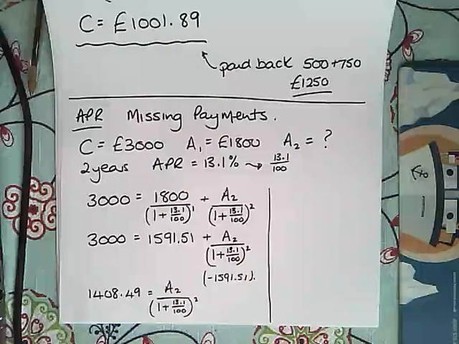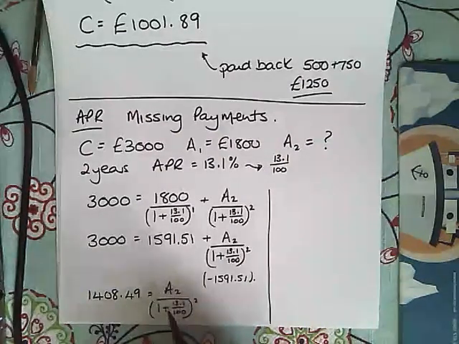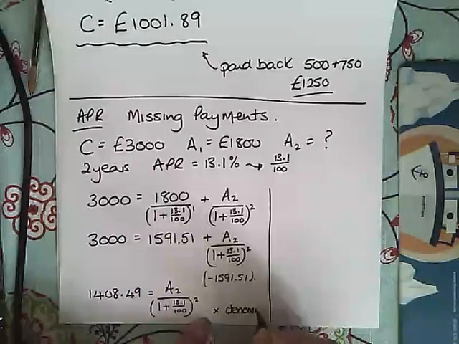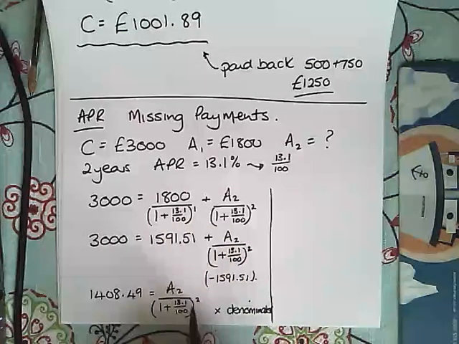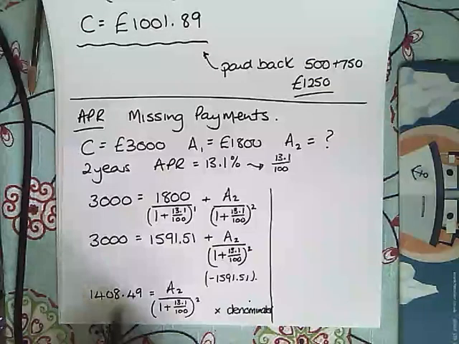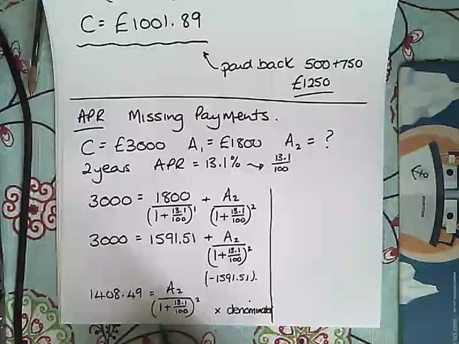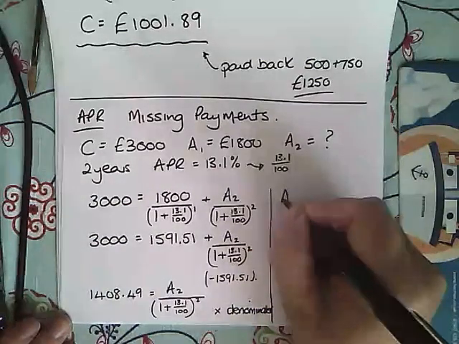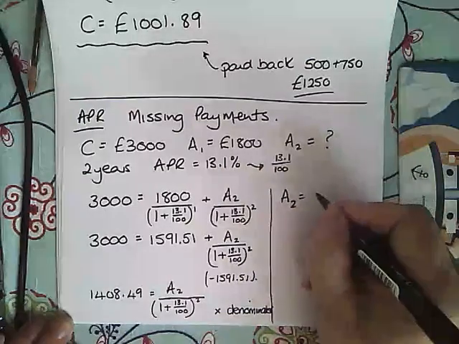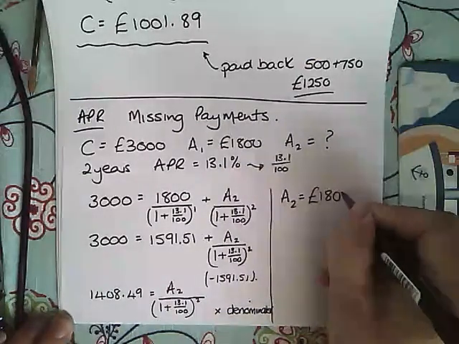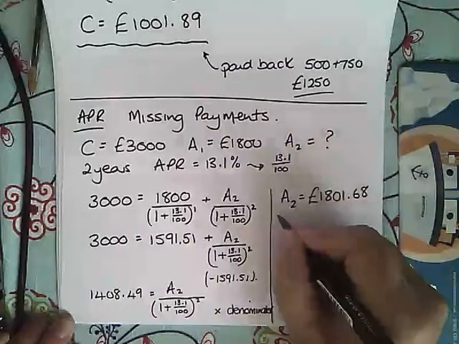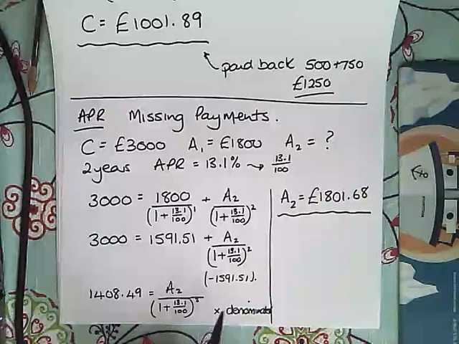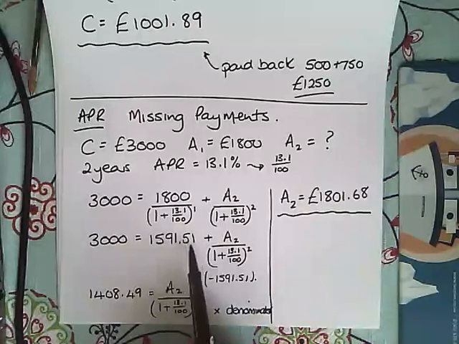squared. Now, if we want to find out what this value is, we need to times by the denominator, both sides. That will take this up onto this side, and we will do 1408.49 times by everything on the bottom, including the squared bit. And if we do that, we will find our A2 value, our missing payment, which in this case was 1801.68. Now, when you're doing this, you need to try and make sure that you don't do any rounding prematurely. So working to two decimal places because it's money.